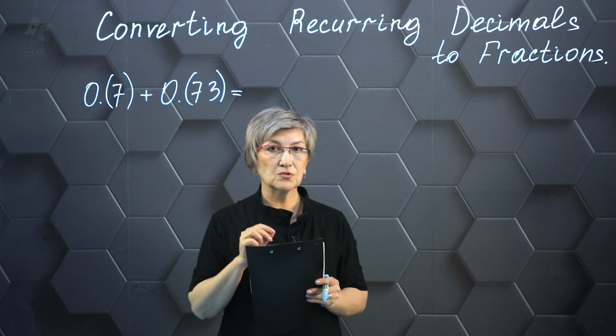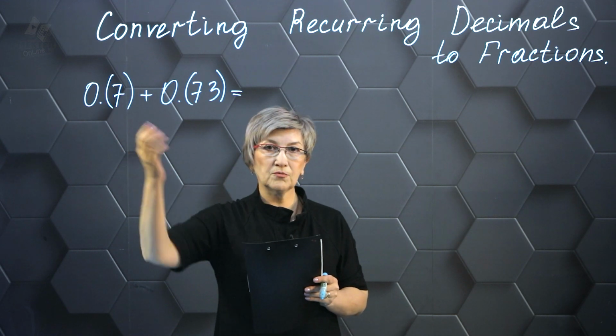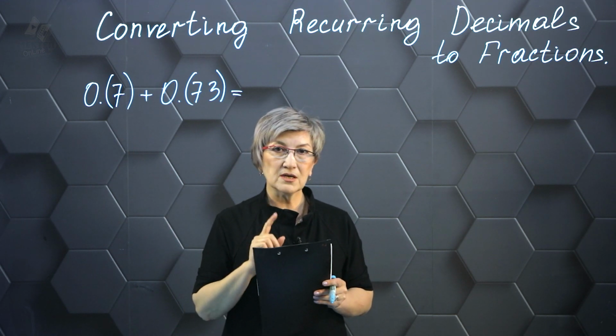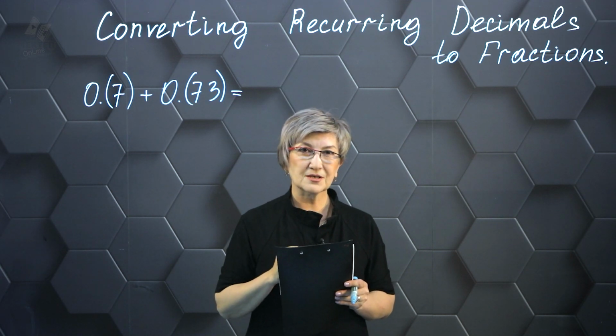The point is that in order to solve this example, you first have to convert periodic decimal fractions into regular fractions. Why? Because if you start calculating this example like this, you're going to get an inaccurate answer, and math likes exact numbers. So first we need to write down the infinite periodic decimal fraction in the form of an ordinary fractional number and then perform the action. How do we do that?